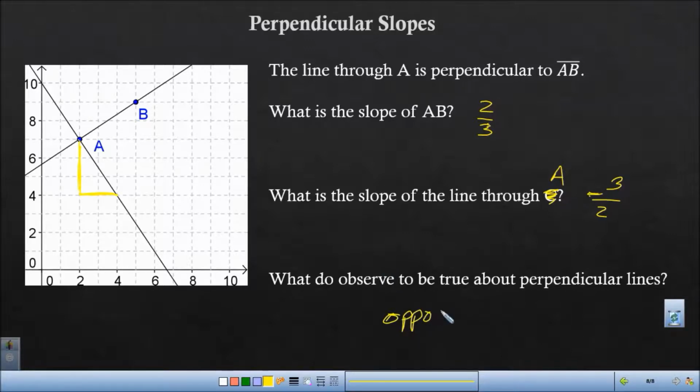All right. And then we might also notice that the 2/3 is being flipped, so 2/3 becomes 3/2. That's called a reciprocal. So perpendicular lines have opposite reciprocal slopes. Another interesting thing is that if I multiply those two slopes together, they actually cancel each other out. The 3's and the 2's all cancel each other out. And the result is -1. The way you prove algebraically that two lines are perpendicular is that you multiply their slopes together, and if the result is -1, then the lines are perpendicular.